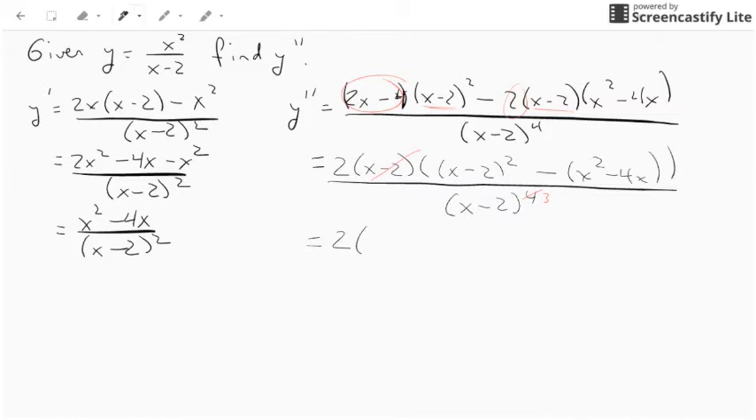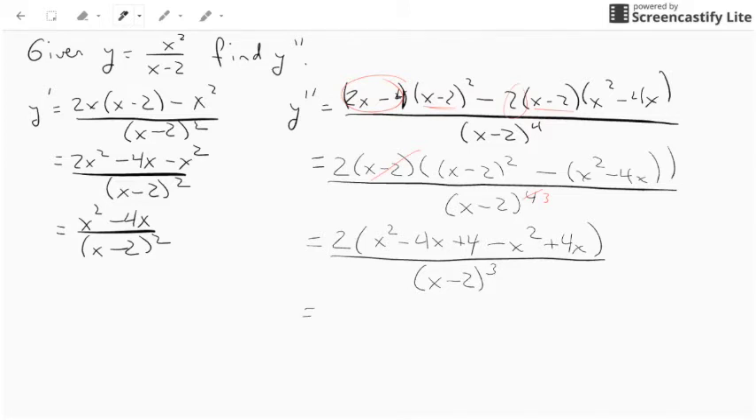This first binomial squared will become x squared minus 4x plus 4. And then that negative will distribute through: minus x squared. Well, actually, I kind of like that. That minus x squared is going to cancel. Positive 4x, I like that too, because that's going to cancel with that negative 4x up front. And I've still got x minus 2 cubed in the denominator.